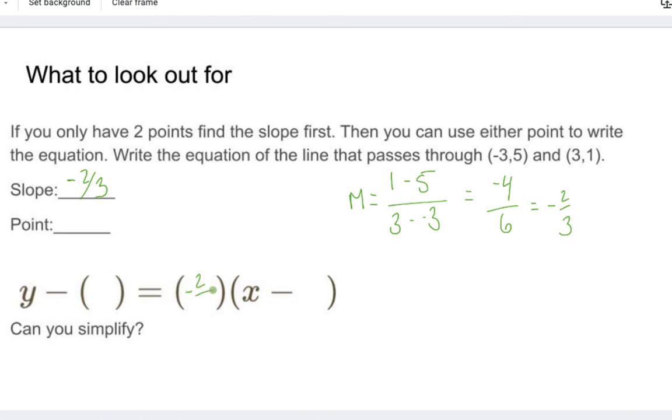So we're going down 2 and 3 to the right every time we need to get to another point. Okay, we're going to use one of these 2 points. I'm going to use 3, 1 because then I don't have to simplify. So x is 3, y is 1. So y minus 1 equals negative 2/3 times x minus 3. Can I simplify? Nope. It's just minus 1, minus 3. There's no subtracting a negative.